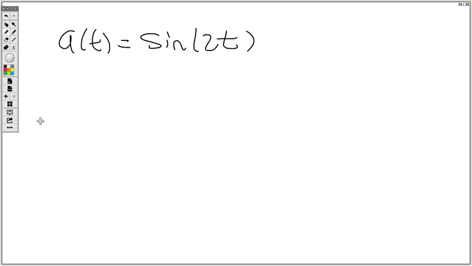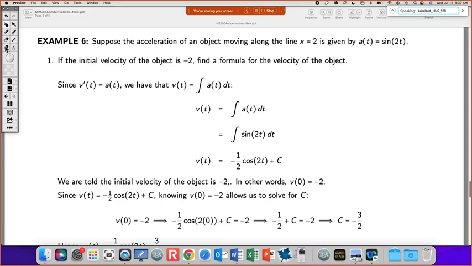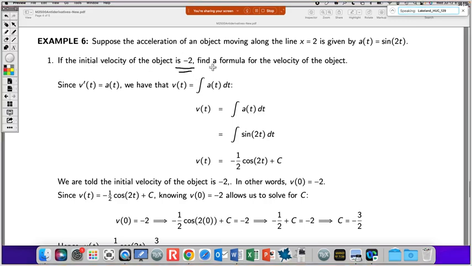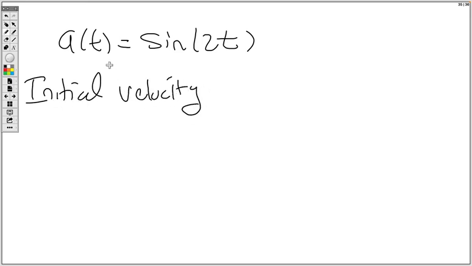So remember, the sine wave oscillates up and down. You follow? So the acceleration of this object is sinusoidal. So what do they ask us about? What are we asked to find here? If the initial velocity of the object is -2, find a formula for the velocity of the object. Okay. So they want to know, if the initial velocity is -2, find a formula for the velocity.